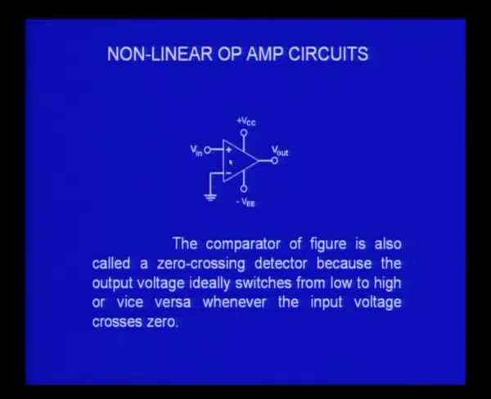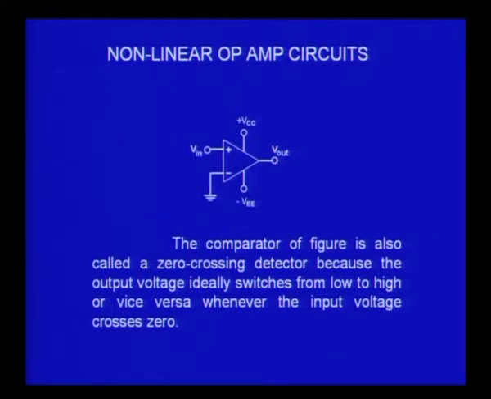So, if I now make the input voltage go from minus to plus, I will be able to detect when I am crossing the 0 within plus or minus 140 microvolt. I will get a change in the output from either plus VCC to minus VCC or minus VCC to plus VCC, depending upon in which direction I am increasing the input voltage. Whether I am increasing or decreasing the input voltage while crossing the 0 will decide which way this VSAT will shift from one to the other. Therefore, this circuit is also called a zero crossing detector.